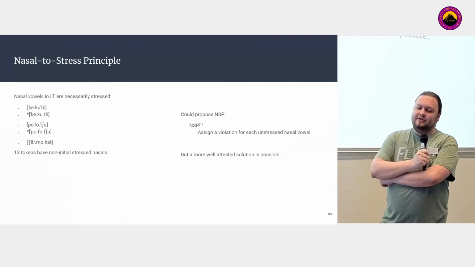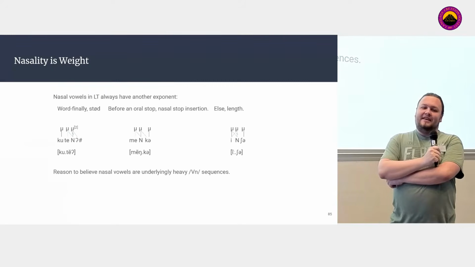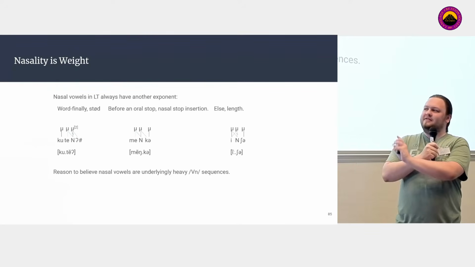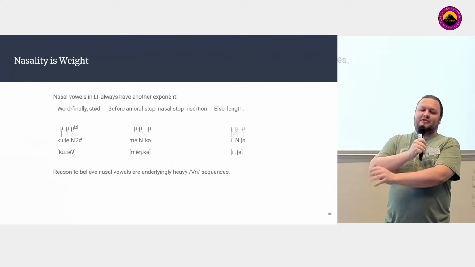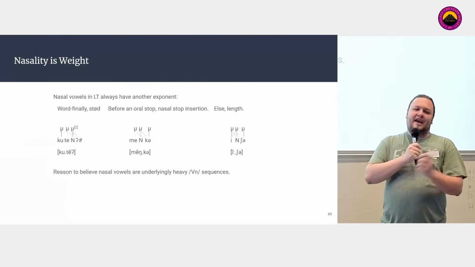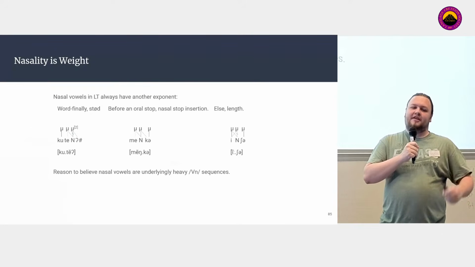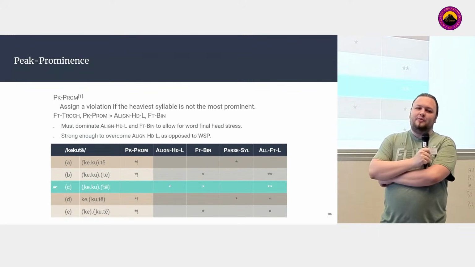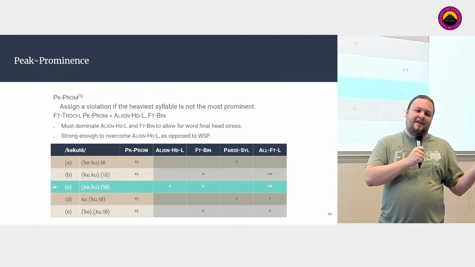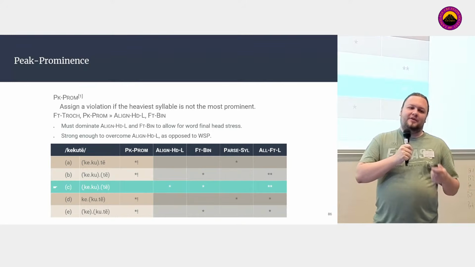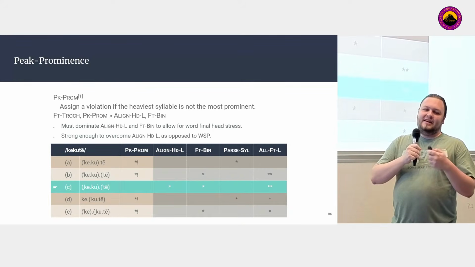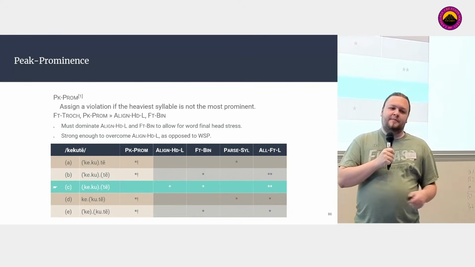I think a more well-attested solution is possible, which is to say that nasality is weight. All of the nasal vowels either surface word-finally with this stuv-like thing that I'm still not super confident on, or have a geminate consonant after, or are a long vowel. It's never anything that is clearly monomoraic. If we assume this, then we can adopt peak prominence, which says that the most stressed syllable, which is to say the primary stress, always falls on a nasal vowel if possible. We have to rank this constraint above all the other ones to make sure that the nasal vowel is always stressed, even when all of the other constraints would be violated.